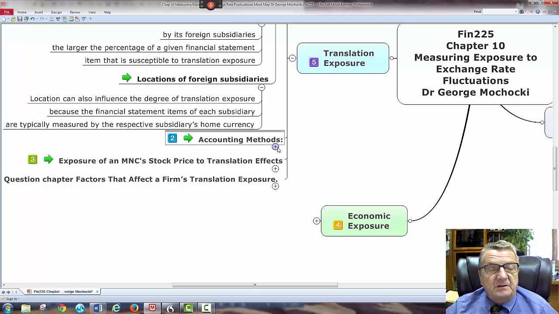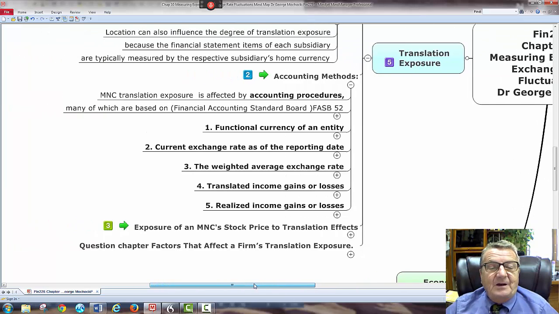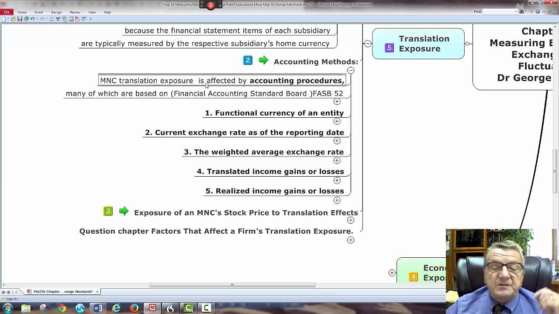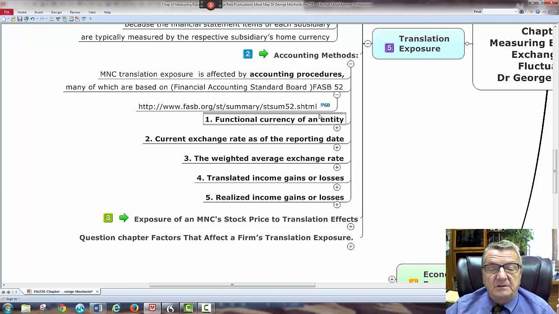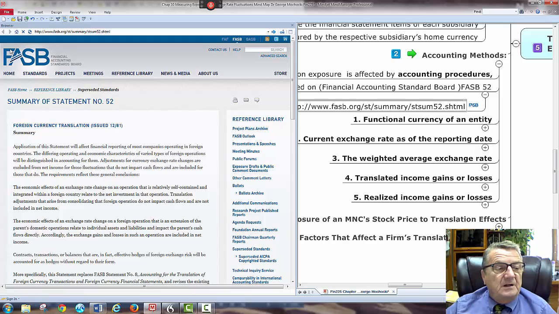Okay, now the accounting method. If I'm looking at the accounting method, what do we have? An MNC's translational exposure is affected by accounting procedures, many of which are based on the Financial Accounting Standards Board. And here they have it. I think I have it in here. I did the link. Oh, here it is. The Financial Accounting Standards Board has information on foreign transactions, applications, project standards, everything you need.